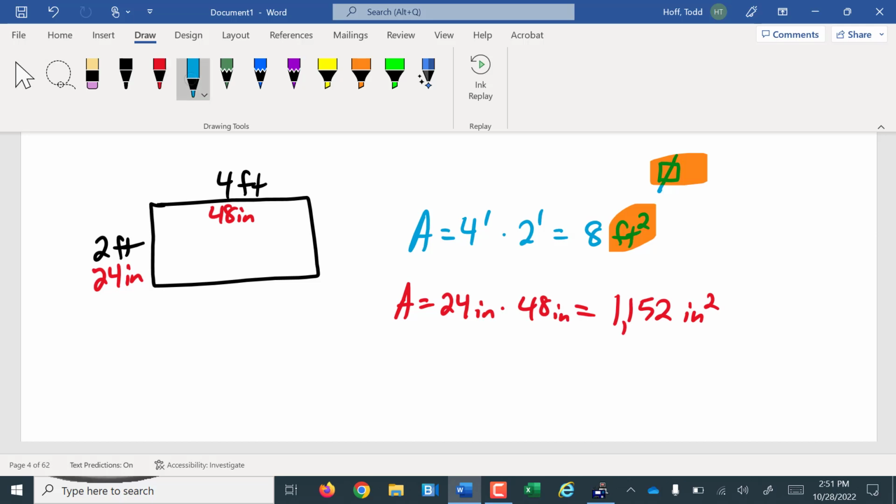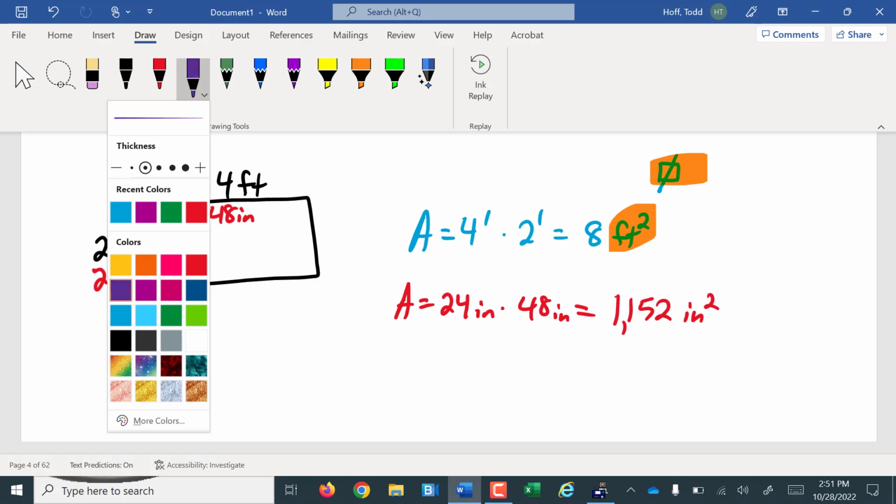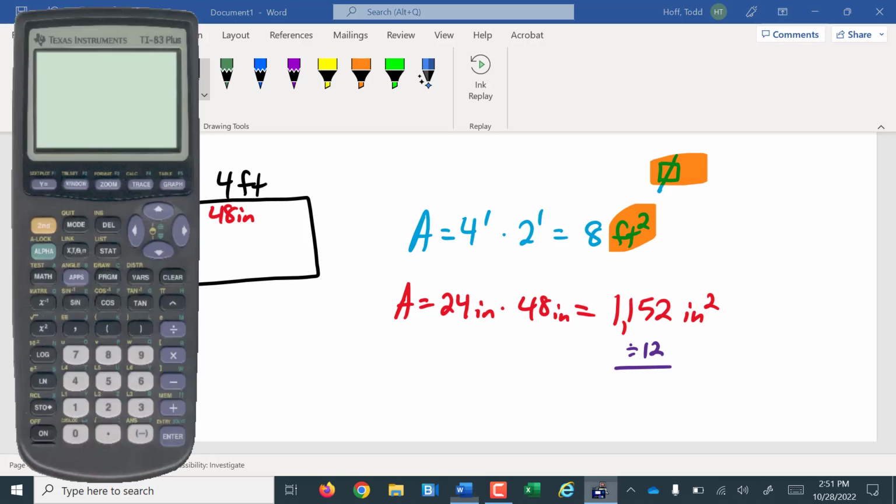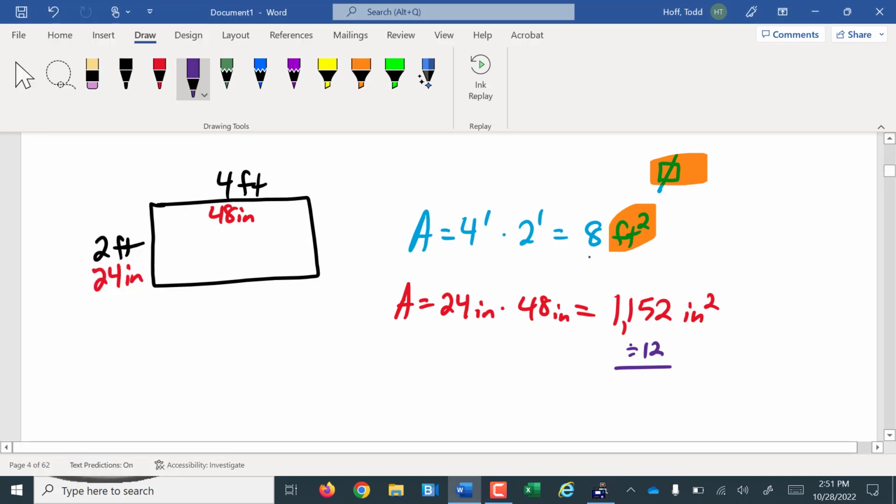What was our conversion factor to get from feet to inches? Yeah, so if I divide that by 12, do I get 8? I get 96. Why doesn't that work out?